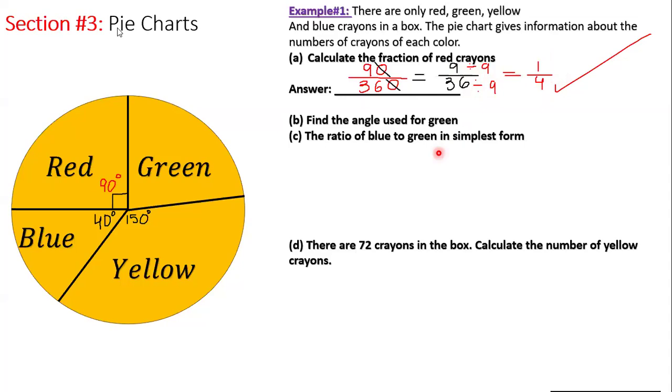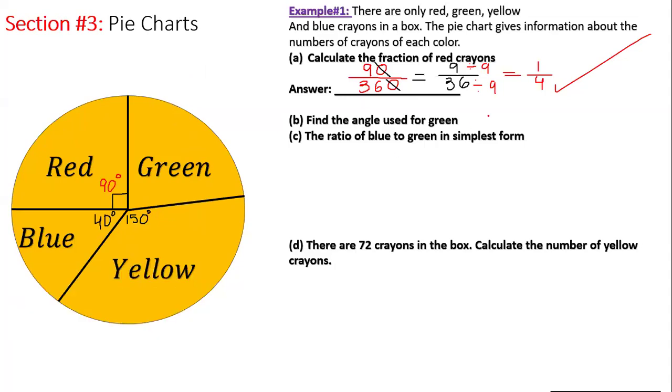Good. The next question says find the angle used for green. How are we going to get that? Add up everything else and subtract it from 360. Why would I subtract it from 360? Because it's a whole circle, a complete turn, a full revolution, right? So we have to add up 90, 40, and 150 and subtract it from 360.